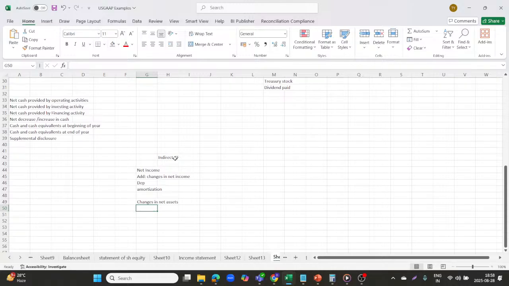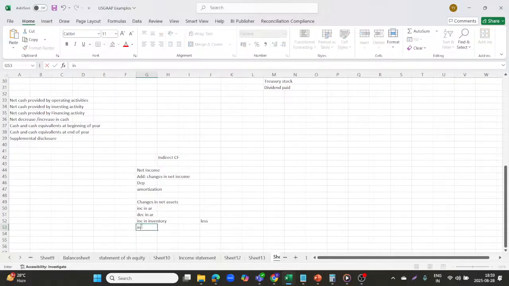Net assets means you'll show here if there's an increase in accounts receivable, decrease in accounts receivable, that is changes in the working capital, all the things, changes in inventory. If there's an increase in inventory, it will be reduced because you have a cash outflow, and if there's a decrease in inventory, it will be an addition because you will have an inflow.